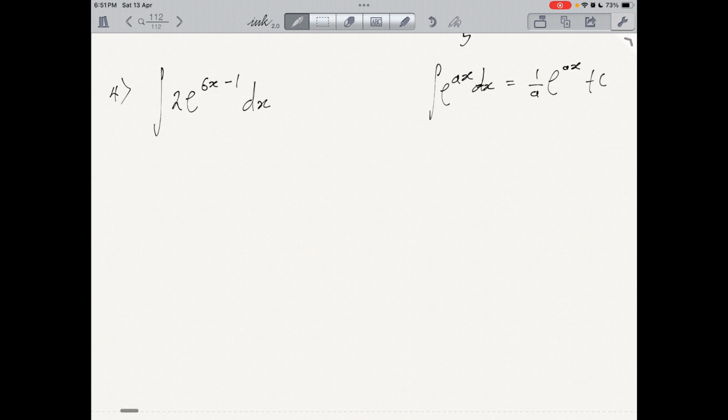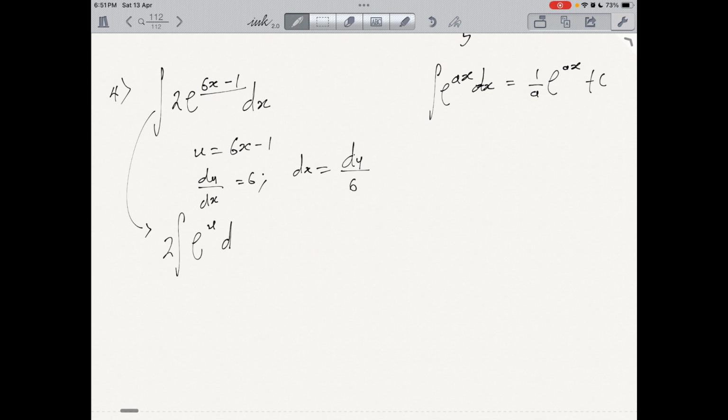Now, to make this in the form of standard form, we take our substitution of u to be 6x minus 1, then du dx is equal to 6, and dx is equal to du over 6. Therefore, this will become integral of 2 as a constant, exponential u, and our dx is du over 6. So we can write this as 2 over 6 integral of exponential u du, and similarly, this gives us 1 over 3 integral of exponential u du.